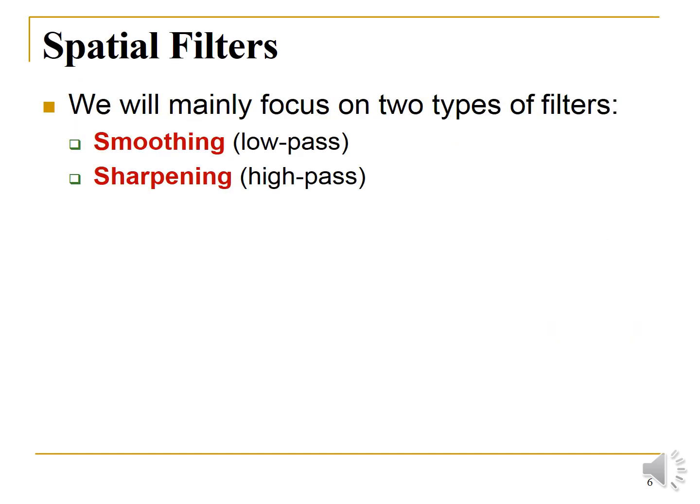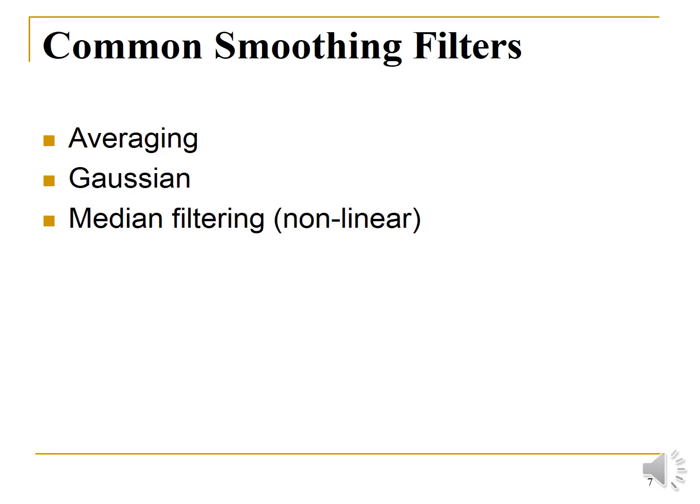Now we will focus on two different types of filters: smoothening filters as well as sharpening filters. Smoothening filter means we will be using a low pass filter for the process, and sharpening filter means we will be using a high pass filter for the process. Some common smoothening filters are averaging filters, Gaussian filters and median filters.